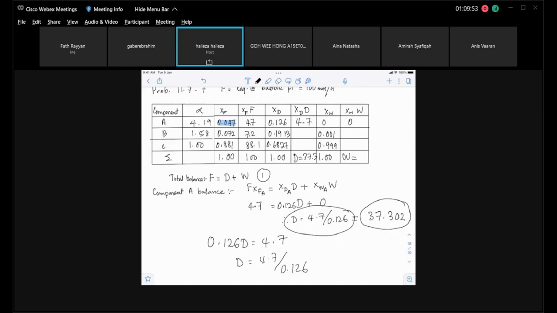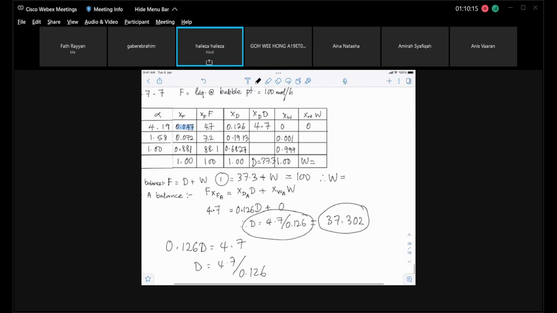Well, I don't know why there is a difference, but let's continue. 37.3, it's roughly the same, just one decimal place. There's W. Therefore F equals 100. Therefore, your bottom product is going to be 100 minus 37.3.